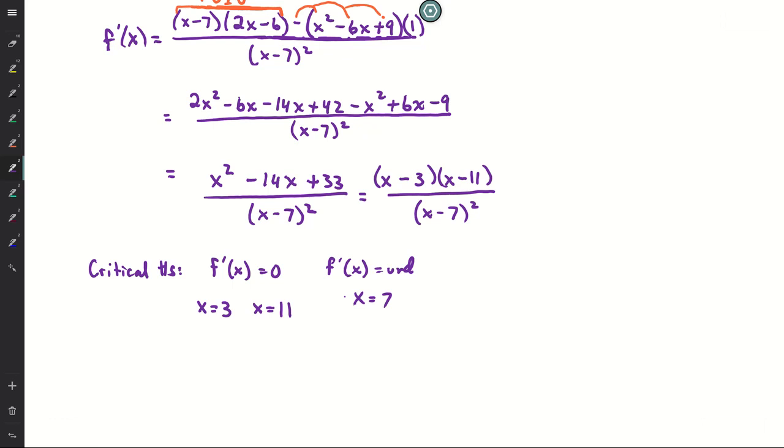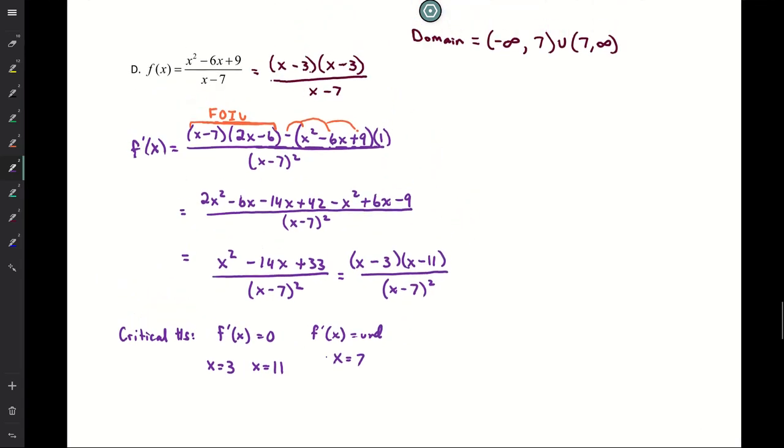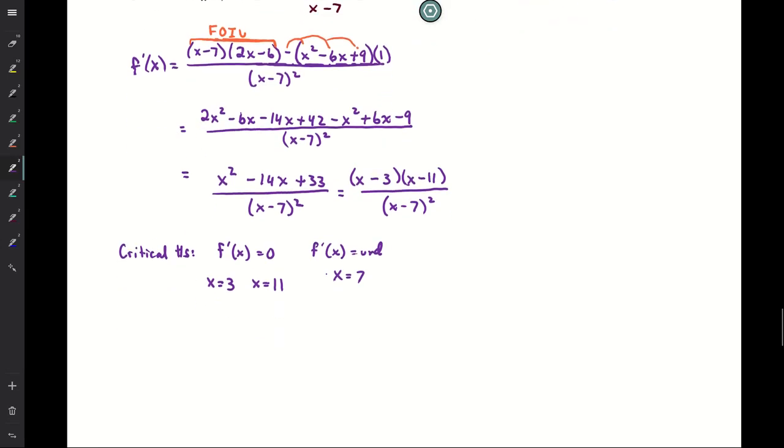Now, as far as critical numbers, we want to make sure that all these are actually in the domain. So we look back up and we remember the domain was everything except for 7. So x equals 7 is not in the domain. So these are our only two critical numbers. Okay, and we'll make a note, not in domain. Now when we do our number line test though, all three of those are going to go on the number line. So let's go ahead and do that.